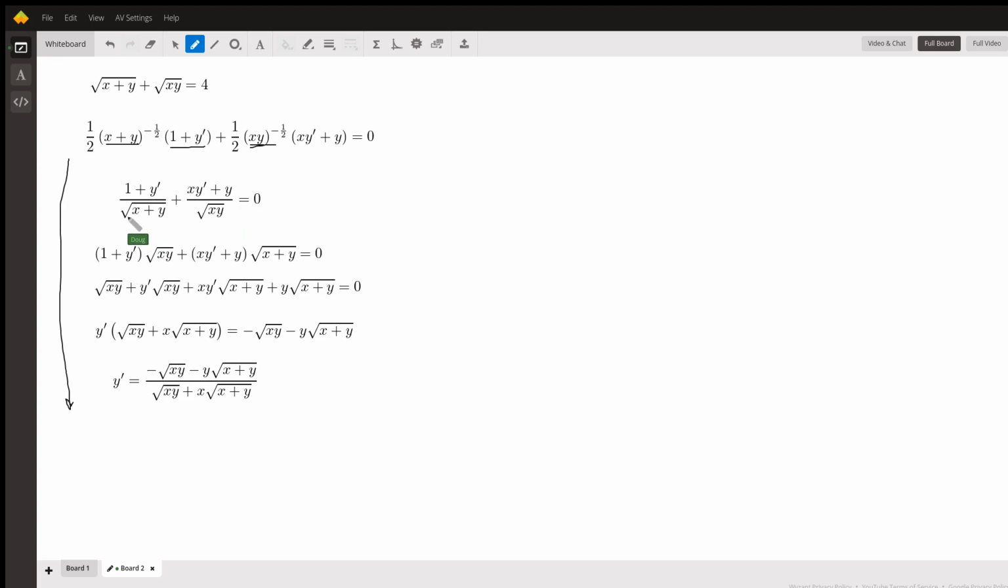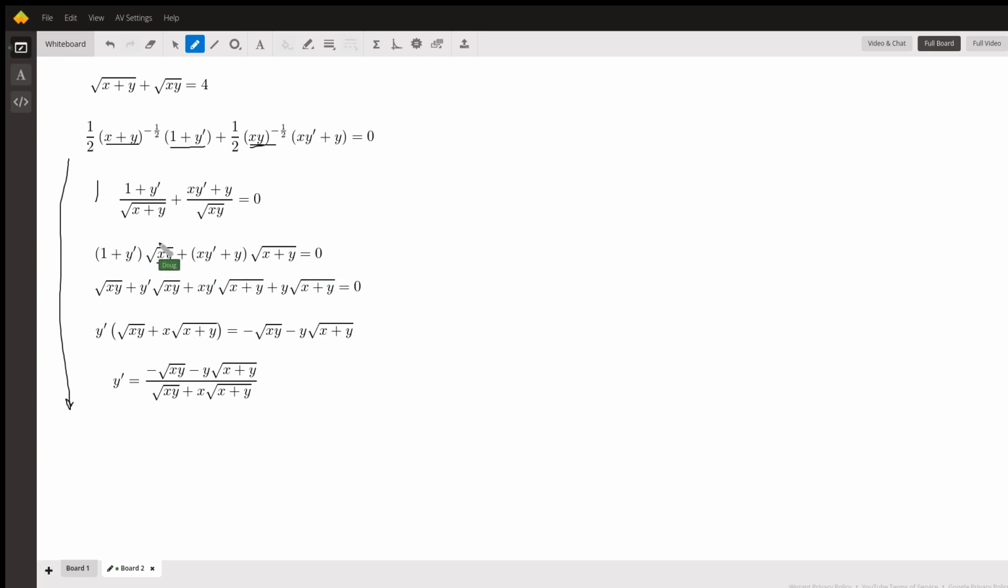Now at this point, we can multiply every term by the square root of x plus y times the square root of xy. Again, clearing the equation of fractions. So for this first term, the square root of x plus y's will cancel out, and I'll get 1 plus y prime times the square root of xy. Over here, we'll get x y prime plus y times the square root of x plus y.